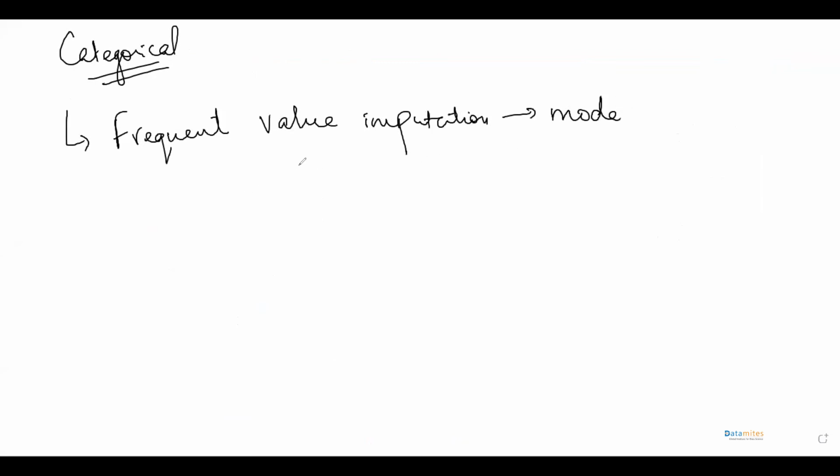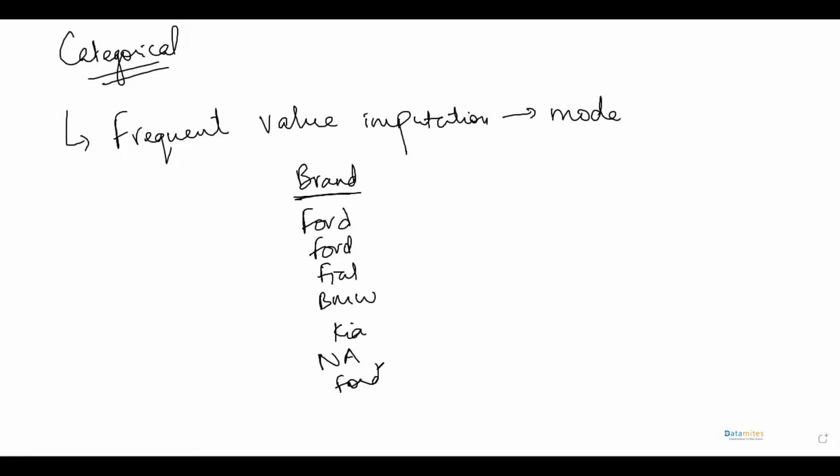So we'll take another example to understand it. Let's take a variable called brand of an automobile. So we have Ford many number of times, and we have Fiat, BMW. Let's take Kia. Then we have a missing value. Again, we have Ford again. Then we have a missing value, and then we have Kia.